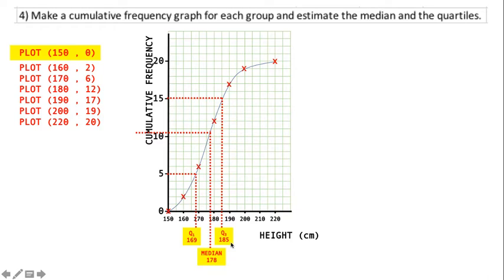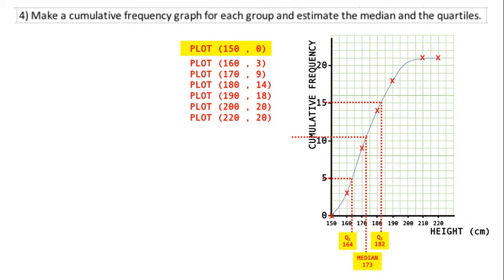So the quartiles are actually 3 values. You've got the lower quartile, Q1, 169, and the upper quartile, Q3, 185. But actually the median is also the middle quartile, though usually we just call it the median. The quartiles are 3 values that split the data into 4 25% chunks.